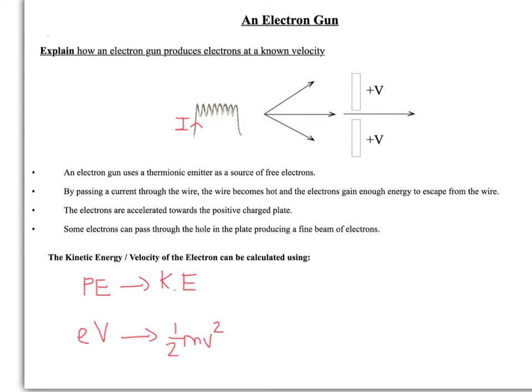So from this point, we've got all the things we need to calculate the velocity of the electron, because we choose the potential difference. The charge of an electron is fixed, the mass of an electron is fixed, and then we can rearrange to calculate velocity. Okay, let's move on and put this electron gun to some good use.